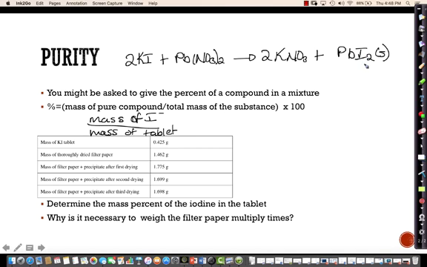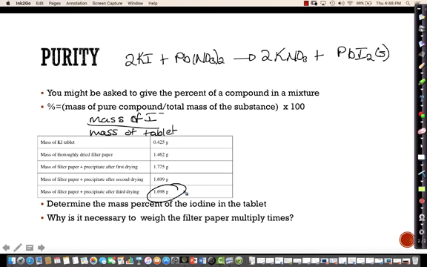So what I did is I precipitated out the iodide. At the end of this, I have weighed it out with filter paper. I've weighed out lead iodide. So when I'm looking at this, I have the mass of the tablet. I also have the mass of PbI2 with filter paper, of course.